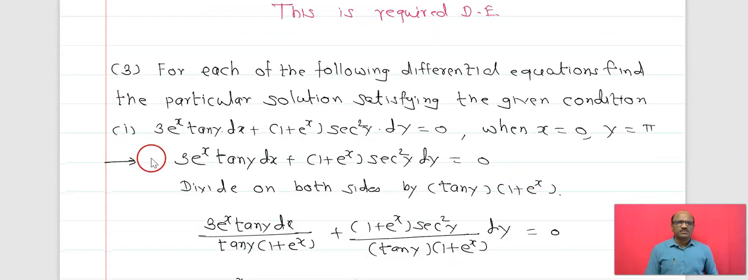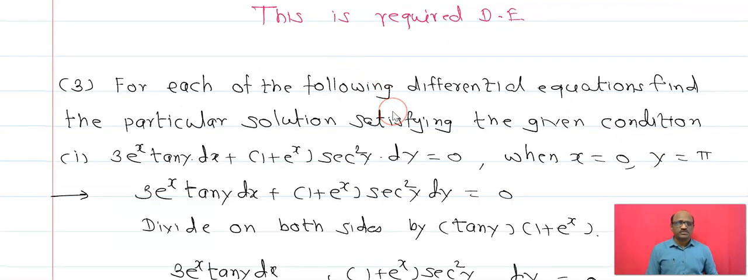Now the question number 3. For each of the following differential equations, find the particular solution satisfying the given condition. It means that here we will find out the value of c, that is the particular solution. Now the first is 3 e raised to x into tan y dx plus in bracket 1 plus e raised to x into sec square y into dy, that's equal to 0. When x is equal to 0, y is equal to pi. These are the values for the particular solution.